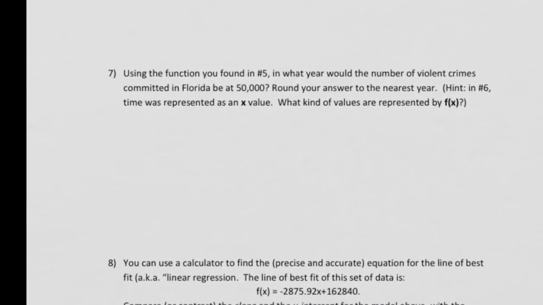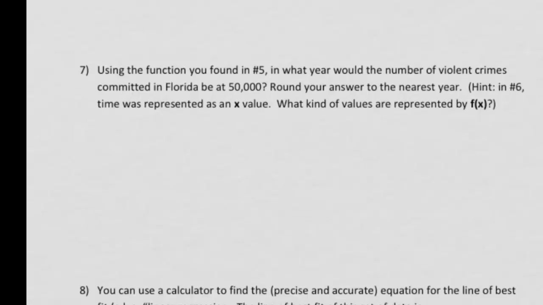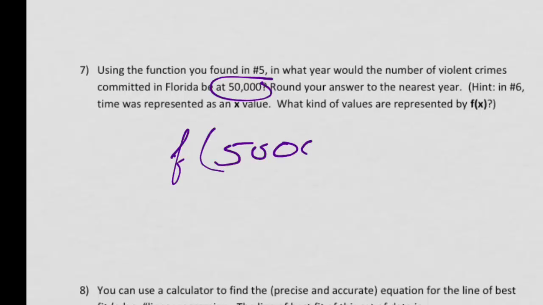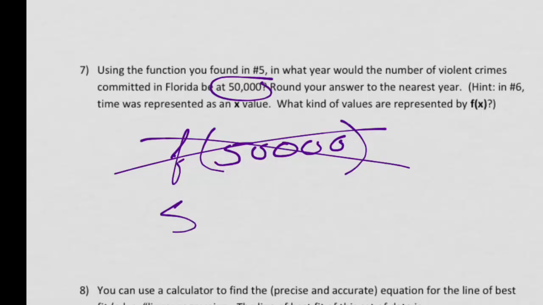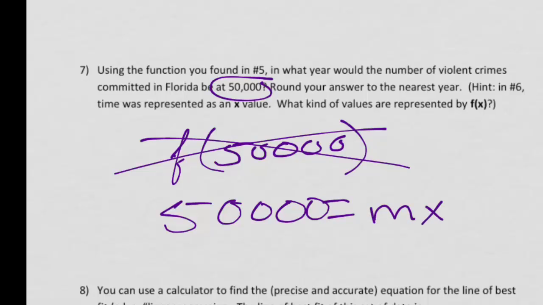In number 6, we're given an x value and we found a y, but at this point then we have a y value and we need to find an x. Now this is not the same thing as f of 50,000. That is not going to work. This is not what we want to do at all. We want to replace f of x with 50,000, for the y value. Remember that we're talking about violent crimes right now, and violent crimes are listed as y values.